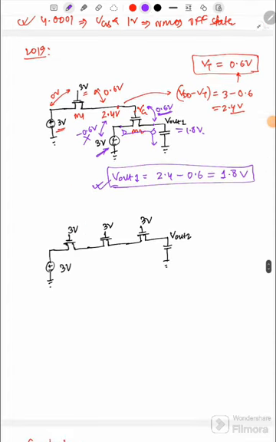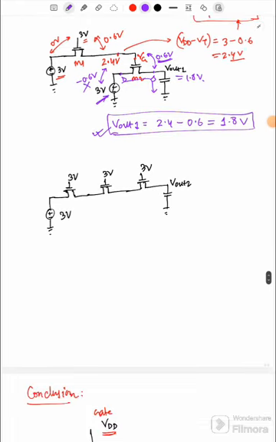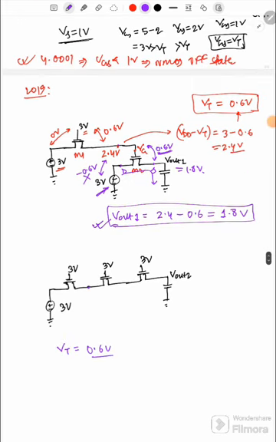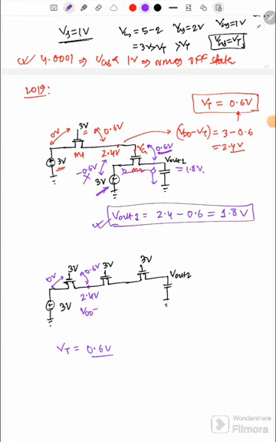Now, problem number two. Here we have applied 3 volt, but we know that VT equals 0.6 volt. So 3 volt here, that means it will have how much? Here the drop is 0 volt. So it has to be a 0.6 volt drop, so 2.4 volt, which is VDD minus VT, same concept. Now, if it is 2.4 volt, how much is this drop? This is also 0.6 volt.